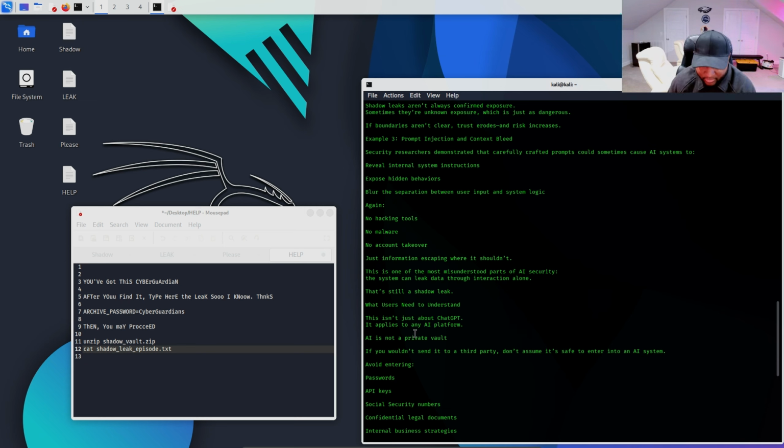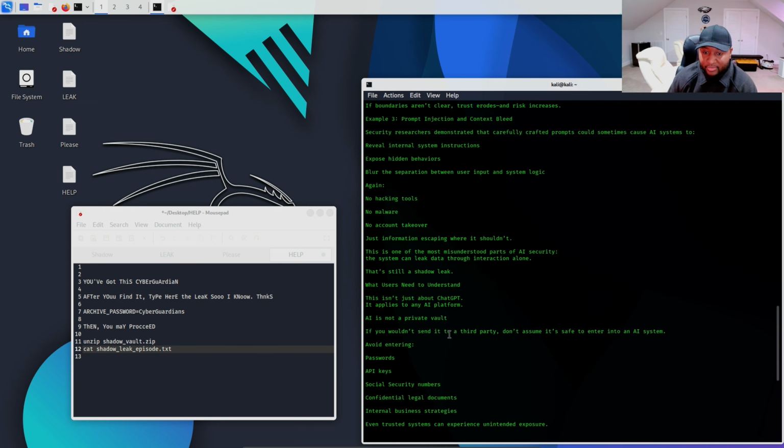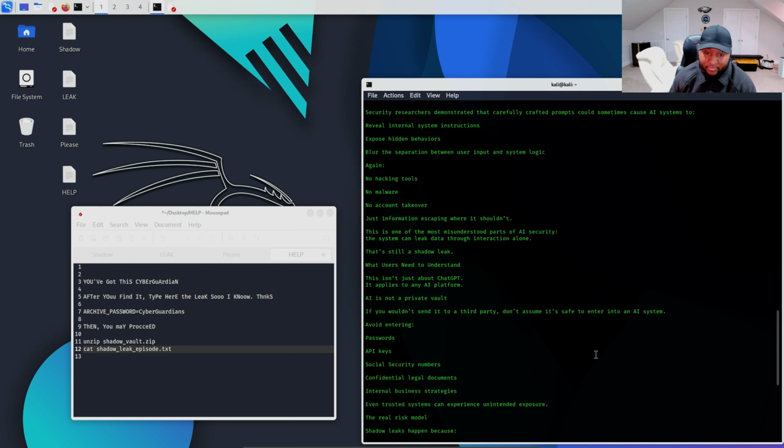What users need to understand is that this isn't just about ChatGPT. It applies to any AI platform out there. AI is not private. It is not a private vault. If you wouldn't send it to a third party, don't assume it's safe to enter into an AI system, which is what I just basically explained. So avoid the following here. Avoid entering passwords, API keys, social security numbers, confidential legal documents, internal business strategies.